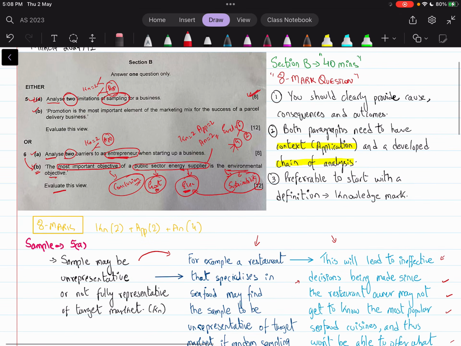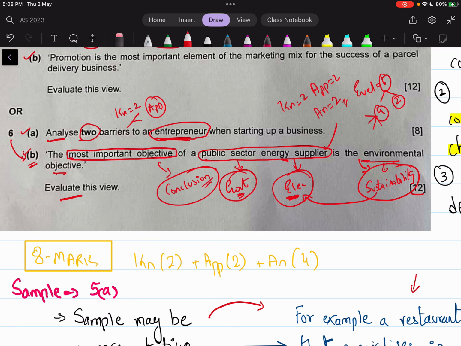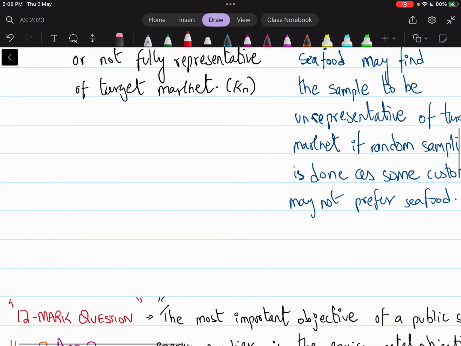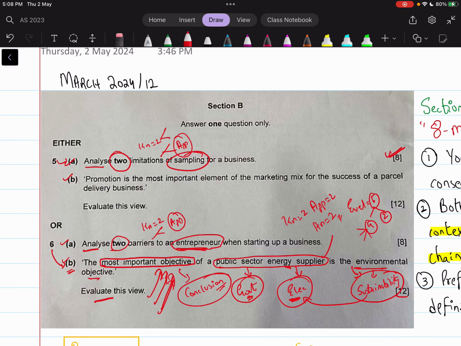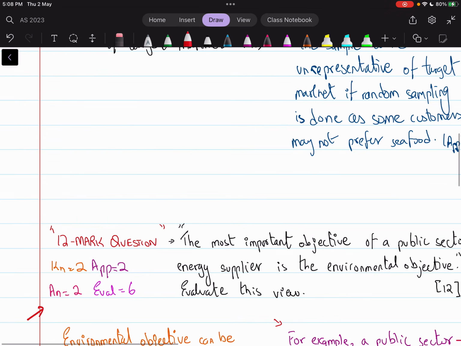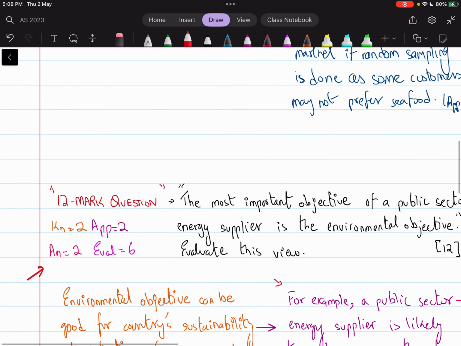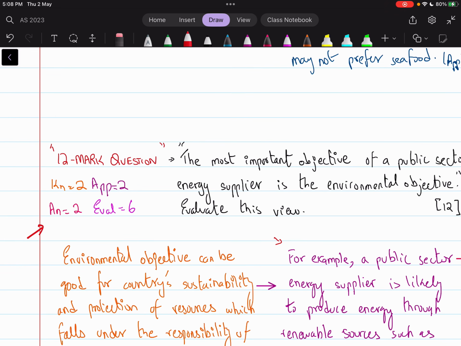Now when you're concluding, I mentioned the most important objective. So you need to give your 2 cents on it, whether you think it's the most important objective or not. I've seen many people just write a summary of what they wrote above. Do not do this. If you suggest that this is actually the most important objective, then why is the environmental objective more important than providing resources at large, than providing welfare at large? Why is the environmental objective the most important objective for a public sector energy business and not any other objective?